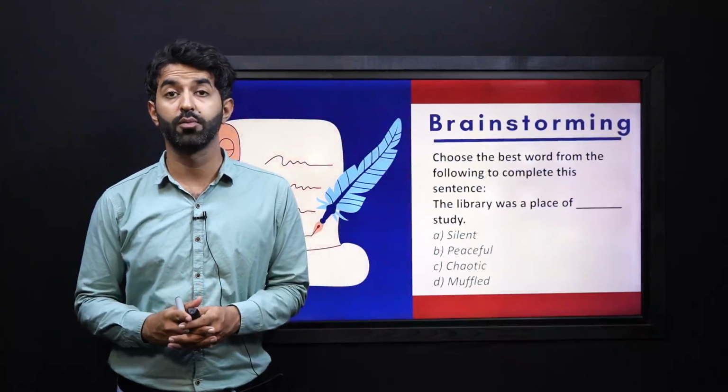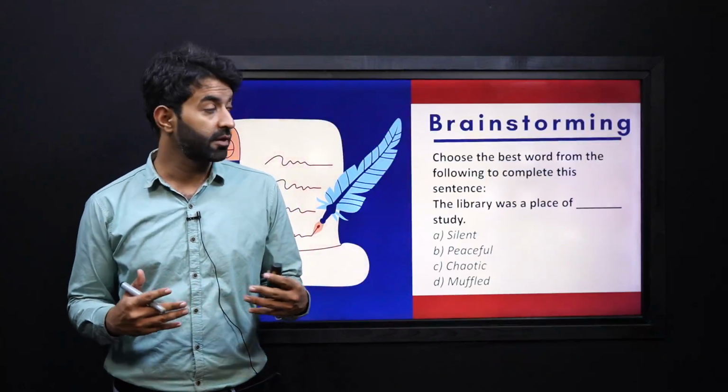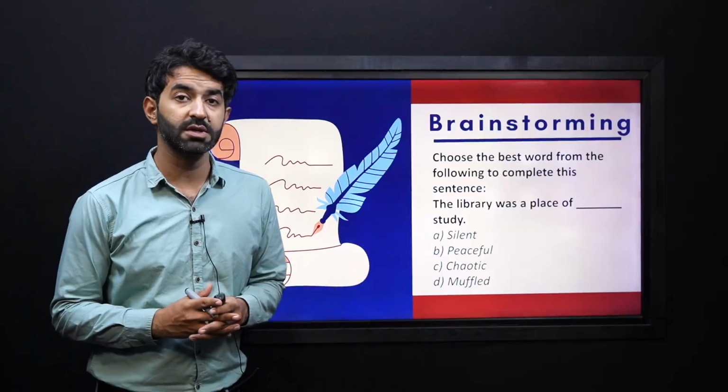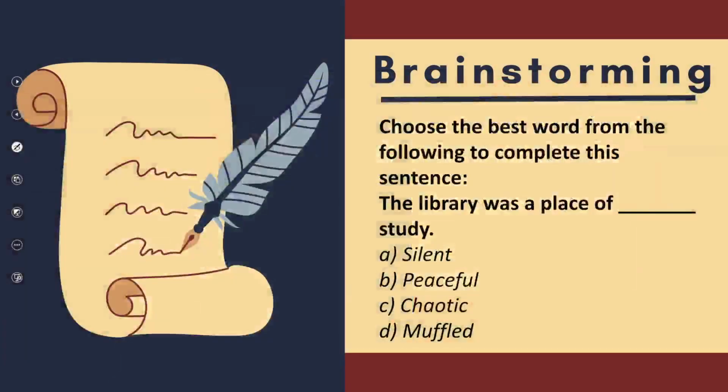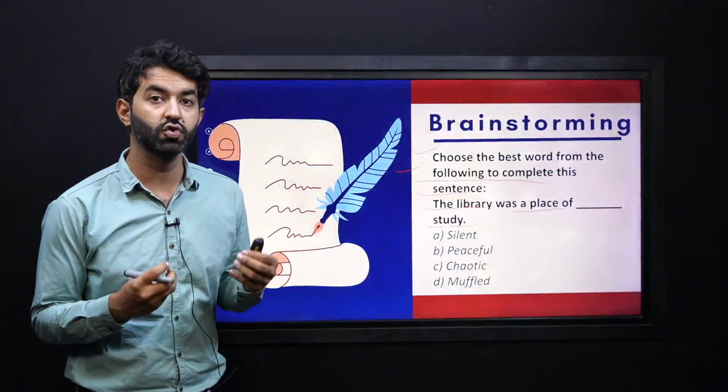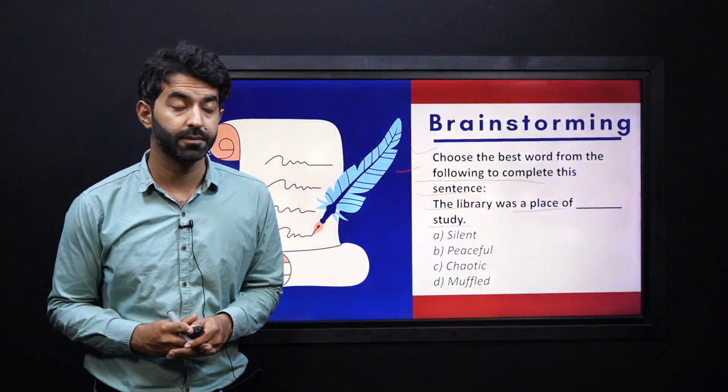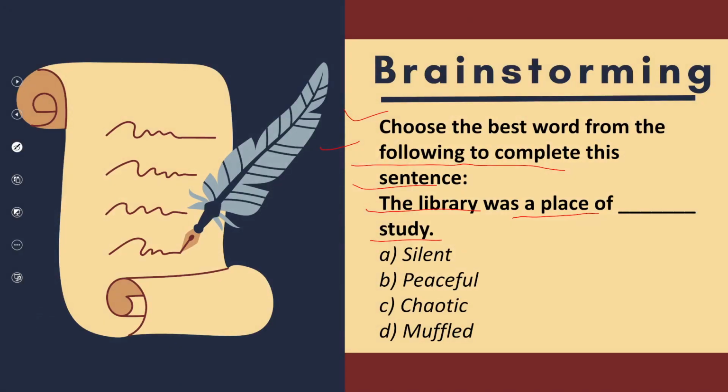Moving on to our brainstorming session for today. For today's brainstorming session, we have a very quick light activity for you. You have to choose the best word from the following to complete this sentence. The sentence is, the library was a place of study. Now, choose the best word that suits this sentence. You can pause the video, think about it so that we can move on.